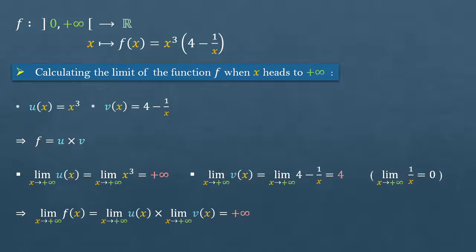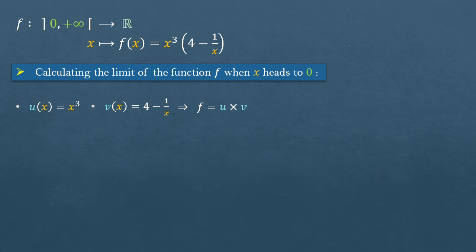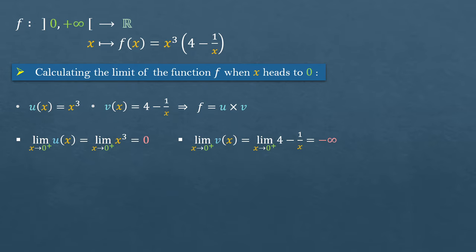We will now calculate the limit of our function f when x heads to 0 from above, as the input set of our function is 0 to positive infinity. So according to our approach, of which our function f equals the product of the functions u and v, if we calculate the limit of u(x) when x heads to 0 by greater values, we find that it equals the limit of x to the power of 3 when x heads to 0 from above, which is obviously equal to 0. Beside that, we have the limit of v(x) when x heads to 0 by greater values, which equals the limit of 4 minus 1 over x when x heads to 0 from above, that equals negative infinity.